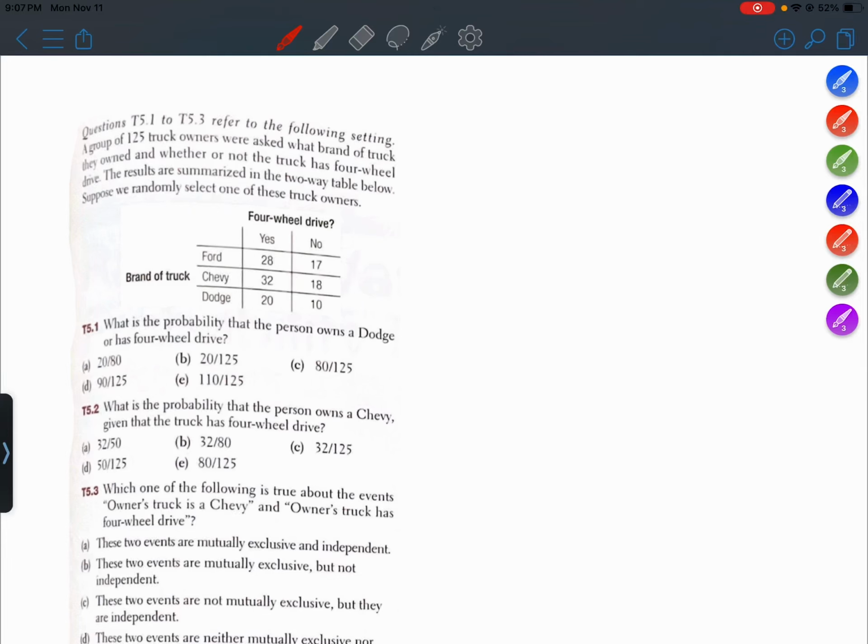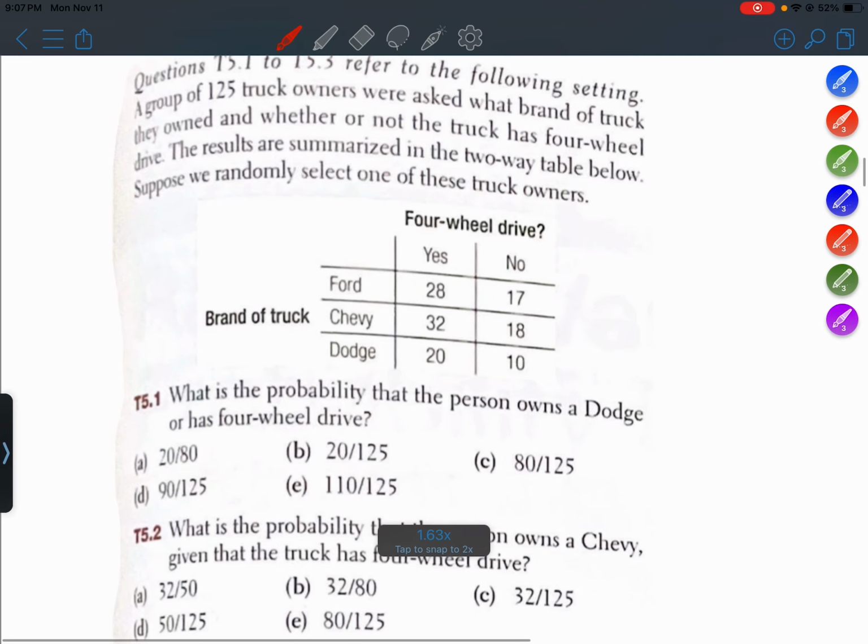A group of 125 truck owners were asked what brand of truck they owned and whether or not the truck has four-wheel drive. The results are summarized in the two-way table below. Suppose we randomly select one of these truck owners. So we have yes or no for four-wheel drive, and we have three brands of truck: Ford, Chevy, and Dodge.